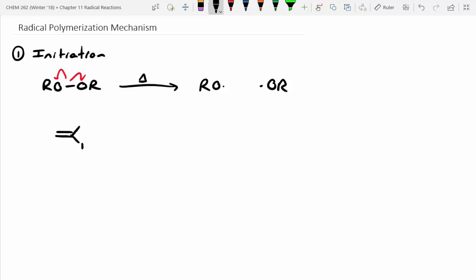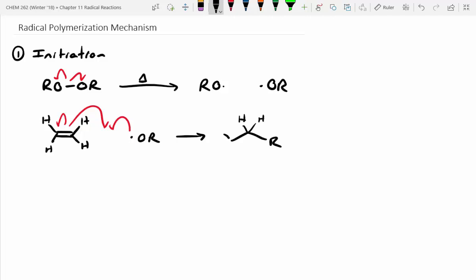And I'm just going to do polyethylene for this one because it's got the easiest substituents. And in the next step, we're going to add this to our pi bond. So this is going to steal 1 electron from the pi bond, form a new covalent bond, and then the leftover electron will get dumped to that terminal carbon. And I'm going to show the hydrogens for right now, just so we can keep track of everything. And then later on, I won't show the hydrogens just to make it simple. So we've initiated our radical.